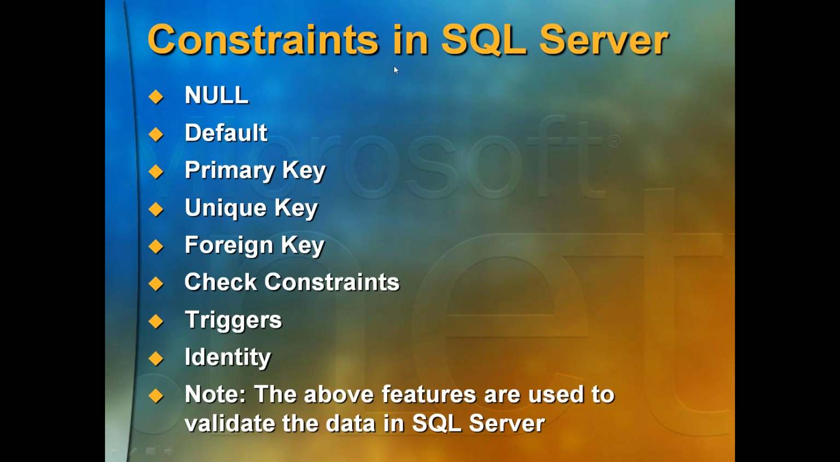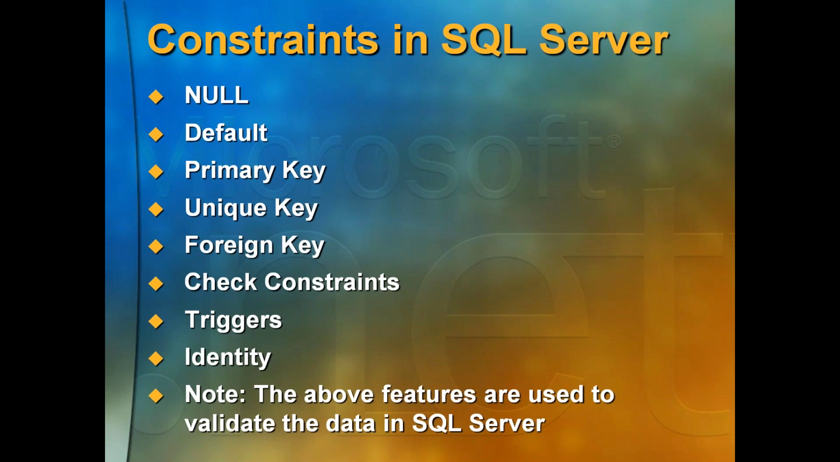These are the constraints, different features SQL Server has: null, default, primary key, unique key, foreign key, check constraints, triggers, identity. The above features are used to validate the data in SQL Server. Clear? So how can the validations happen? There has to be some kind of feature. So using that feature, we should be able to validate the data automatically.